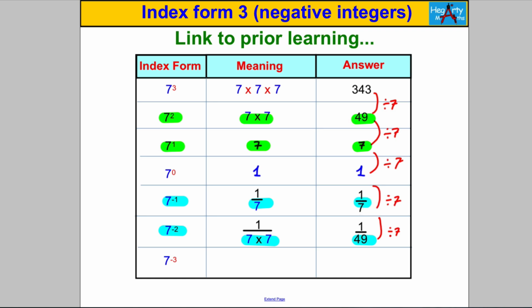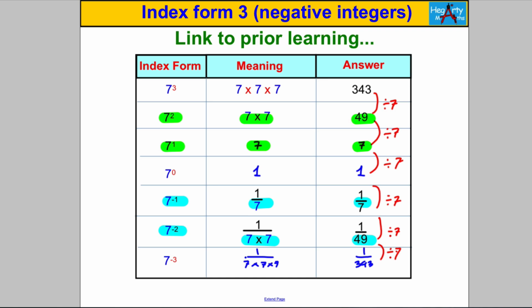So what must 7 to the negative 3 be? Well, it's symmetrical to 7 to the power of 3. It's 1 over 7 times 7 times 7, which is going to be 1 over 343. And that works again, 1 over 49. If we divide that by another 7, you would indeed get 1 over 343.